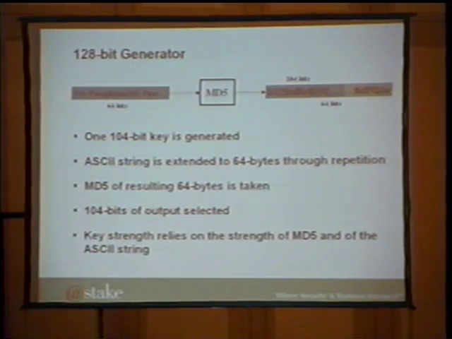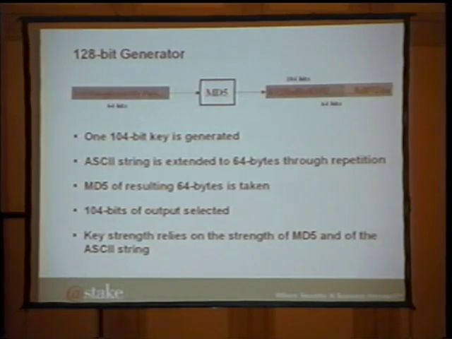In the first step, an ASCII string is extended to 64 bytes through repetition. So in the example where the passphrase was my passphrase, the 64 bytes, the description underneath that should read bytes, not bits, would be my passphrase, my passphrase, my passphrase, my passphrase, and so on until you reach 64 characters. It's not really clear why they performed this operation. It seems to indicate that they didn't really have a good understanding of how MD5 worked.